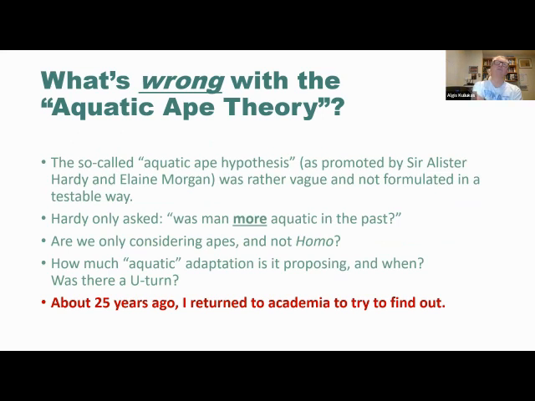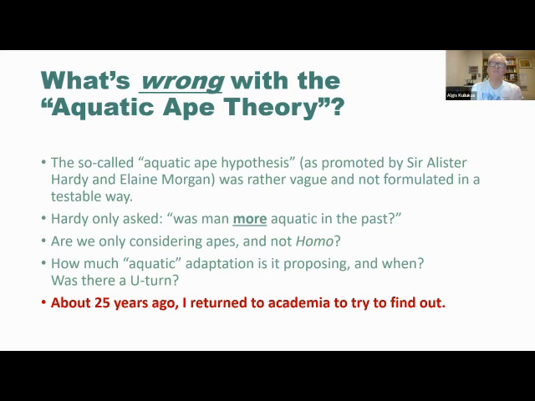So what's wrong with the aquatic ape theory? Well, as it was originally promoted by Sir Alister Hardy, it was really just a request for comments. He didn't propose it as a formal hypothesis, and he certainly didn't do any hypothesis testing. And Elaine Morgan, quite rightly, followed in his footsteps. To be fair to Elaine, she wasn't a scientist. She was a very good academic and did some brilliant writing, but she didn't really ever phrase it as a testable hypothesis. Alister Hardy only really asked, was man more aquatic in the past? He didn't go into very much detail about how much more.